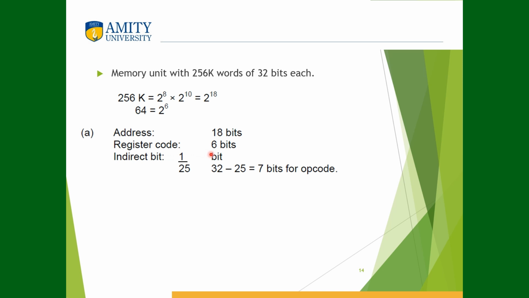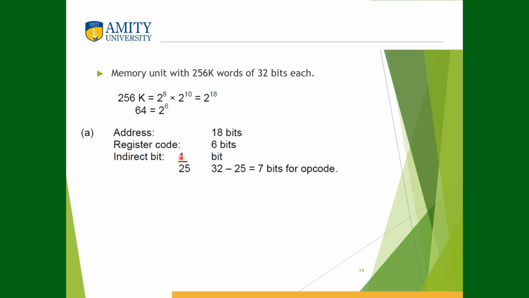The register code is 6 bits, because what the register code does is give the sequence of bits that allows you to choose from the number of registers. In the previous examples we had a 3-bit register code, which allows you to choose from 8 different registers. And since we have 64 different registers here, 6 selection bits will be needed.